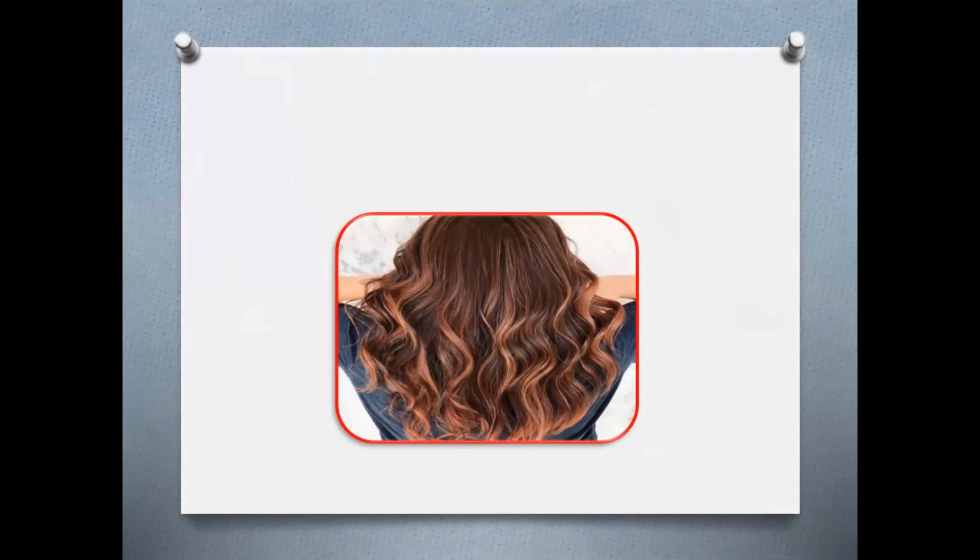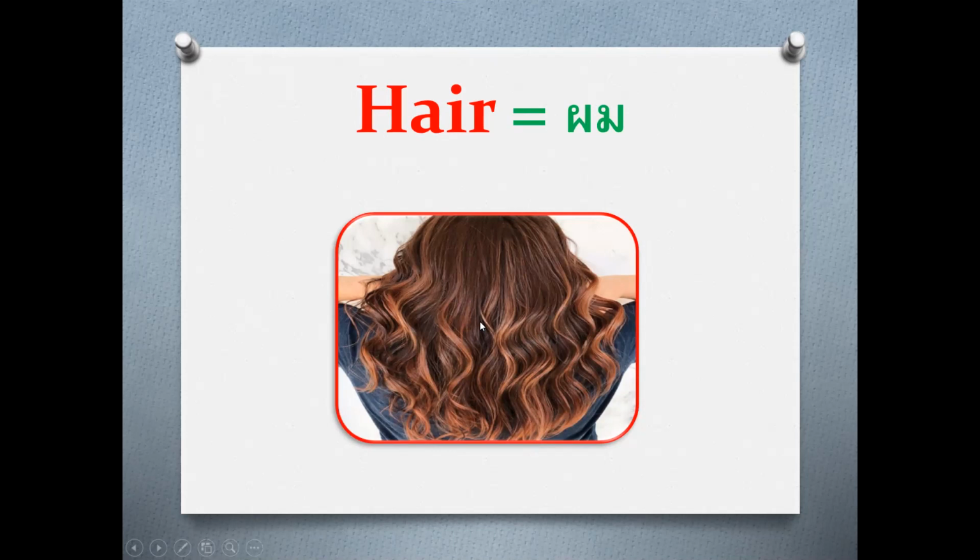Next, what picture is this? Very good. This picture of hair. You're going to spell H-A-I-R. Hair means you can read in Thai and see that this picture for more understanding.